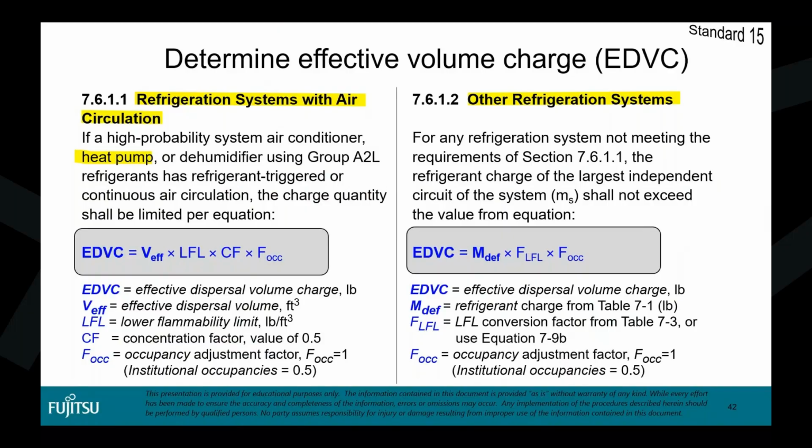Then the standard says that for anything else, other refrigeration systems, we use another formula, kind of similar, but there are a few differences. So we looked at the heat pump with air circulation. If you don't have that, you use the other formula. Calculate the EDVC the same way, MDEF, that is from a table. We're going to look at that. And then the factors FLFL and FOCC, those 2 factors we looked at earlier. Now we call it F, they call it FLFL. That factor is slightly different, so we have to take it from a table. So let's look at those tables that we would use to do that multiplication.